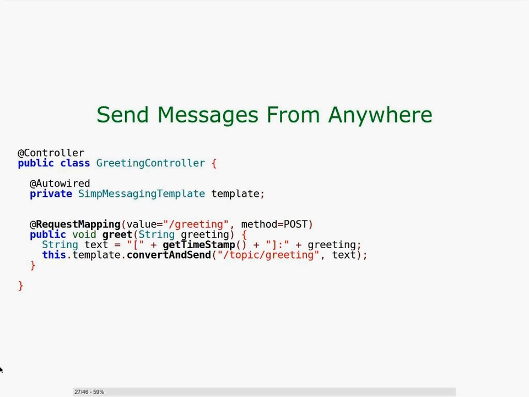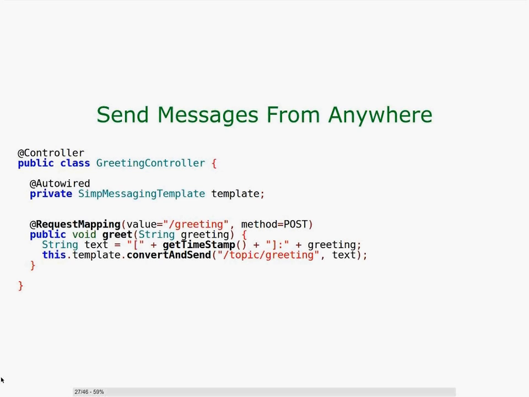Now, we can also send messages from anywhere. I think a lot of you are probably going to like this example because it really shows how the HTTP web applications that we know can connect to the messaging side of things, to the WebSocket side of things. What you see here is an example of a Spring MVC controller, which is injected with a messaging template.